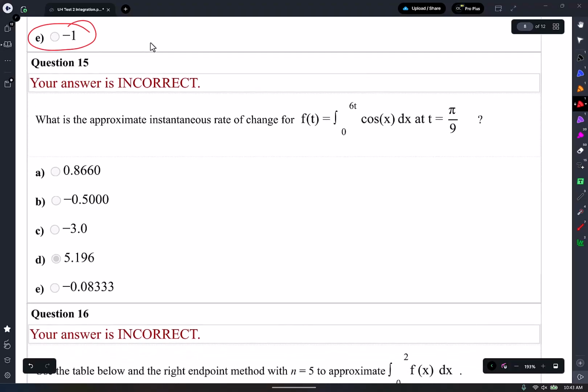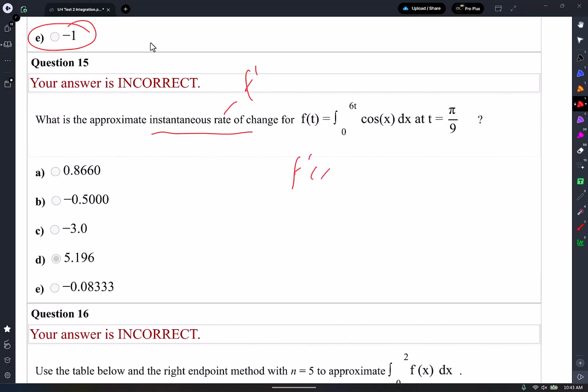What is the approximate instantaneous rate of change of this? So all we got to do is take a derivative. Instantaneous rate of change. That's what it means. F prime of x equals cosine of 6t times the derivative of 6t with respect to t, which is just 6. So I'm taking the derivative, there it is. So f prime of pi over 9 is 6 cosine 6 times pi over 9.